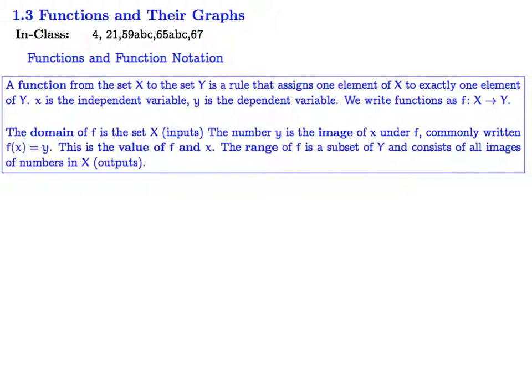It's going to be a basic idea we're going to use throughout the course, and so as I've said, lots of vocab. But a function from the set x to the set y is a rule that assigns one element of x to exactly one element of y. X will be called the independent variable, y is the dependent variable, and we write functions as f from x to y.